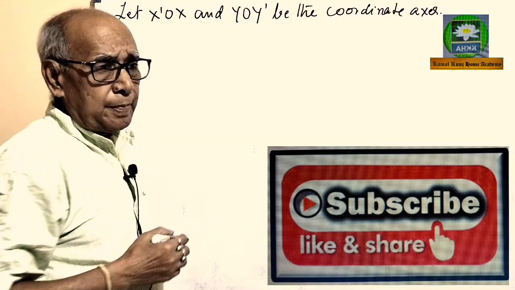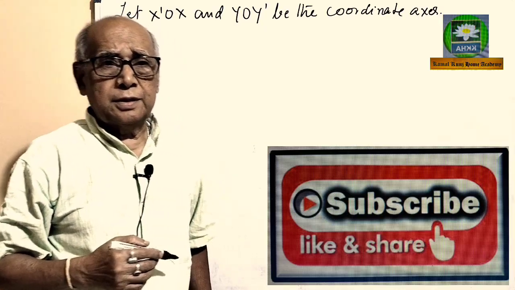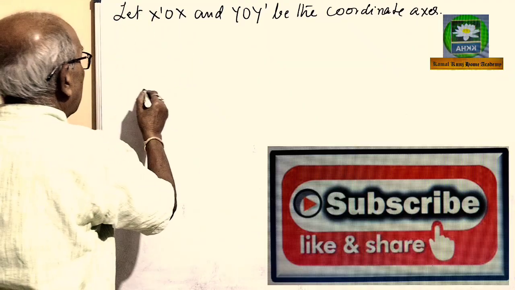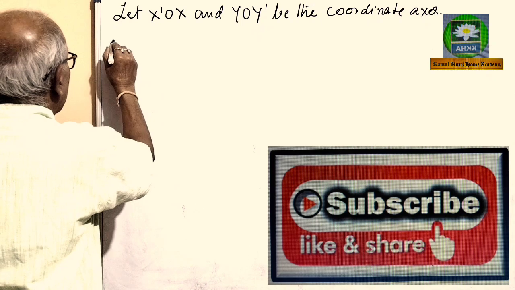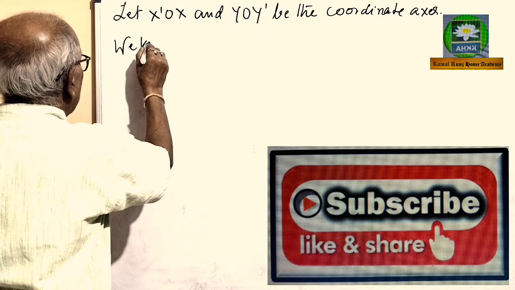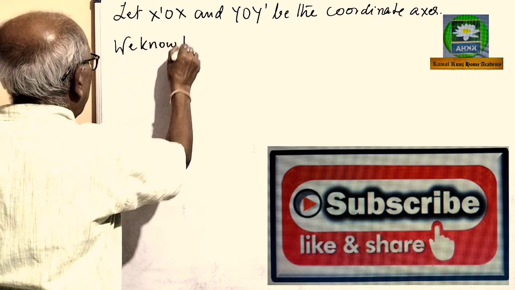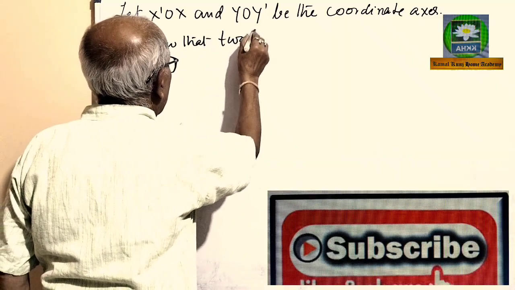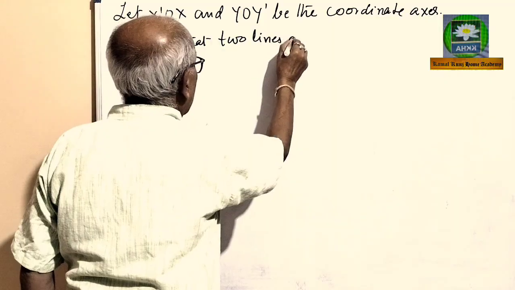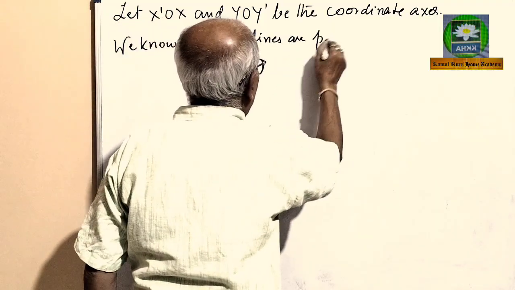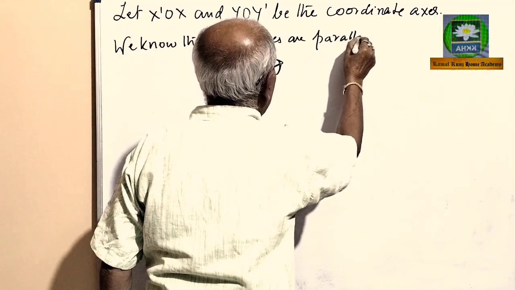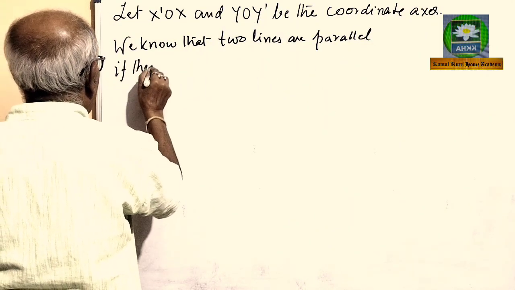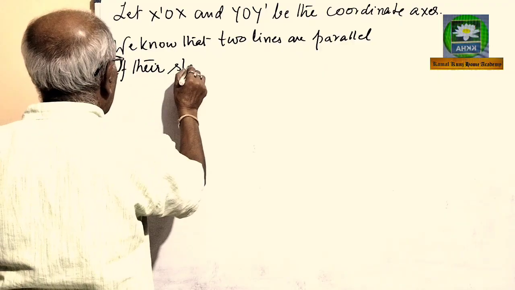Now we know that two lines are parallel if their slopes are equal. We know that when lines are parallel, their slopes are equal.